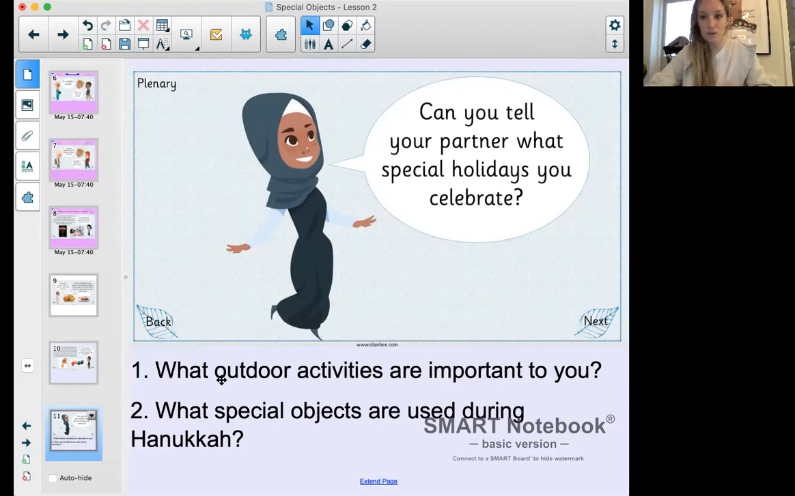It might be a religious holiday. It might just be a holiday with your family. Maybe you have something special you do every time someone has a birthday. Maybe you have a special dinner once a week just to get together as a family. Maybe you have pizza night on a Friday or a takeaway night. So whatever you do to celebrate a special holiday, it doesn't have to be a religious holiday. It can be a family holiday. Have a little chat and have a little think.